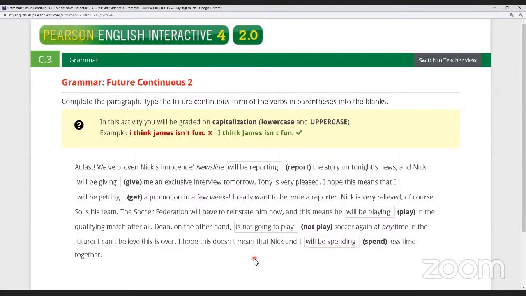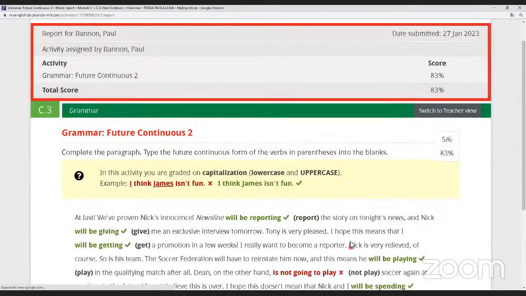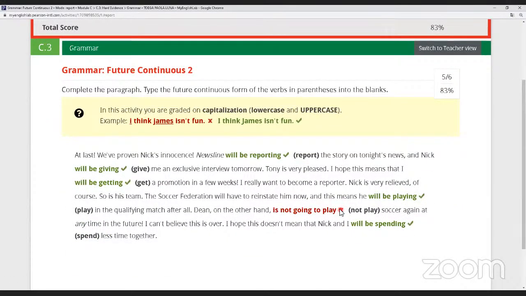Okay, do you want to modify something? No, miss. Okay, so let's submit, and you had only one mistake, right? In this part, where is the continuous form? You forgot, right? Okay. The correct one could be: he is not going to be playing. Don't forget, be playing, right?